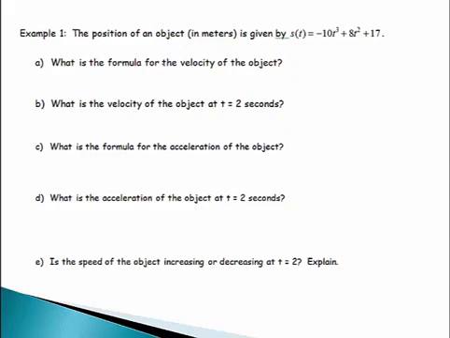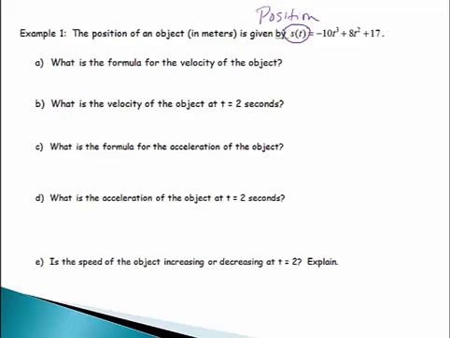So let's go ahead and try and figure out all of these right now. And this is kind of like a free response question that you might encounter at the end of the course. It says the position of an object in meters is given by this function. So you notice that this is s of t, so this is the position function. What's the formula for the velocity? So notice how we're not asking for the velocity at a certain time, we just want the general function.